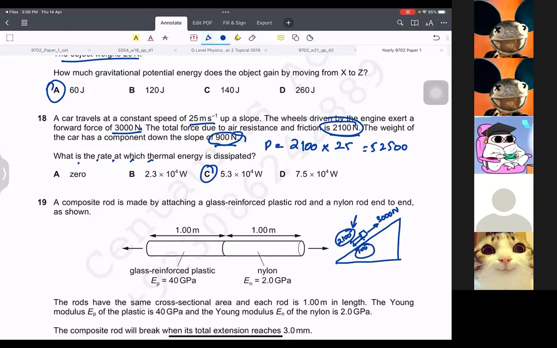The downward weight, like you're sitting right now on a chair, right? Anusha, your weight is down. So is your weight causing heat? Tell me. No, it is not, because weight is not a force that rubs against a surface. So only friction does it, and that's why we only take this.